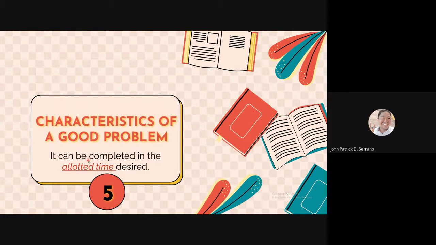Kapag naman when you conduct applied research naman po, you will be given an entire year. That would be the allotted time. An entire year within the school year to finish, to complete your research paper po.